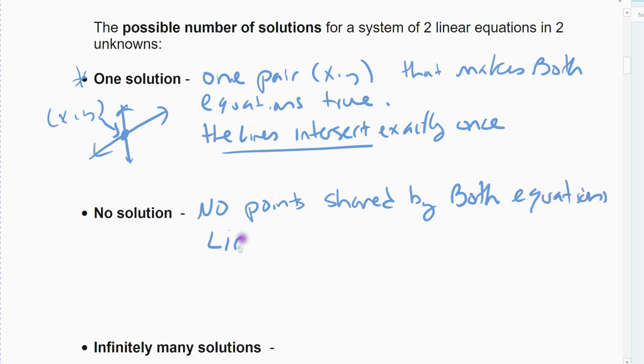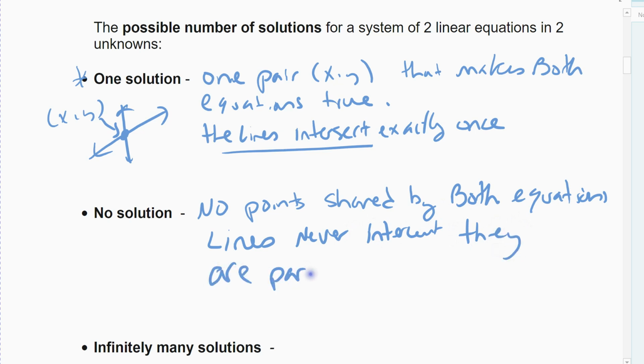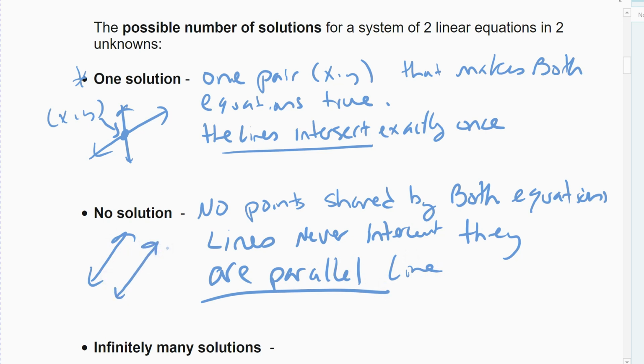In this case, the lines never intersect, and graphically they are parallel. Right, meaning they never, ever intersect. All right, that's one possibility, and it's perfectly fine. And no solution is a perfectly fine answer in mathematics.